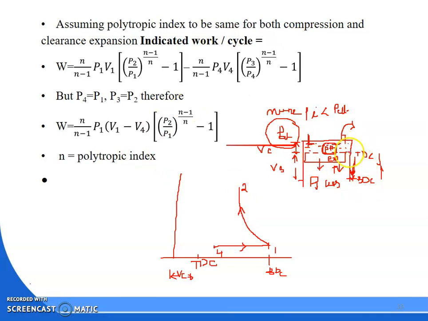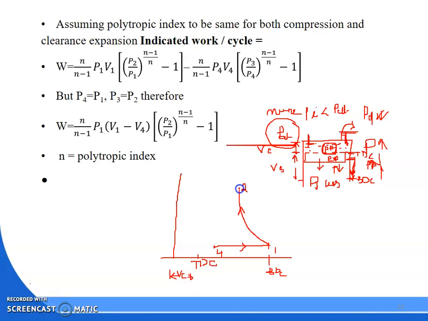When the piston moves from BDC to TDC and reaches some point where the pressure increases more than the delivery pressure, then the delivery valve will open. The pressure inside increases when the piston has not yet reached TDC. Before it reaches TDC, at some point the pressure inside the cylinder increases and the delivery pressure is less. Due to this pressure difference, the delivery valve will open and air will be delivered.